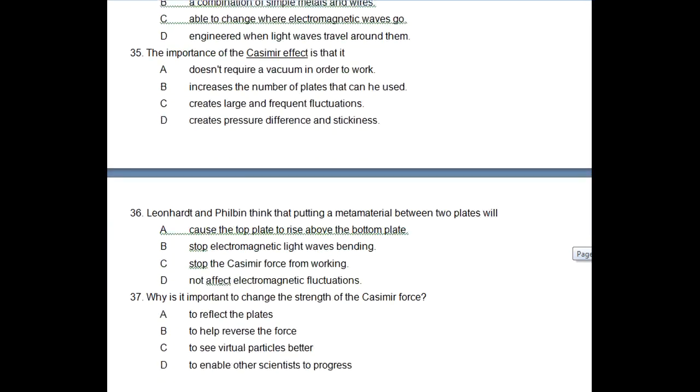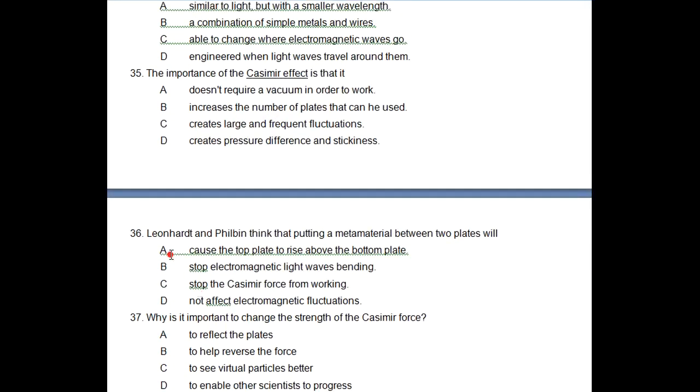What I'm going to do now, I'm going to move to the next question type. Leonhardt and Fabian think that putting metamaterials between two plates will... Okay, so we have just read it. But what will happen as a result, perhaps they are asking? Cause the top plate to rise above the bottom plate. Stop electromagnetic light waves bending. Stop the Casimir force from working. Not affect electromagnetic fluctuation. So you have to keep these points in mind.